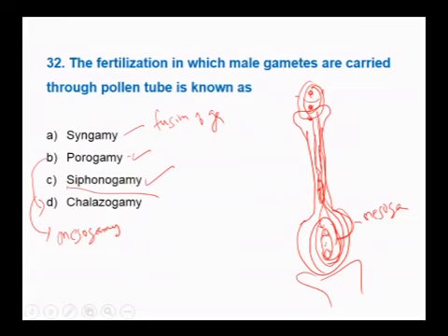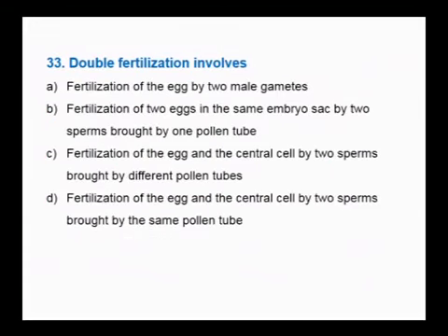Therefore, for this question, the correct answer is C, that is siphonogamy, where the gametes are carried by the pollen tube. Next question. Double fertilization involves... Here we have an embryo sac, antipodals, two polar nuclei, egg cell, synergids.